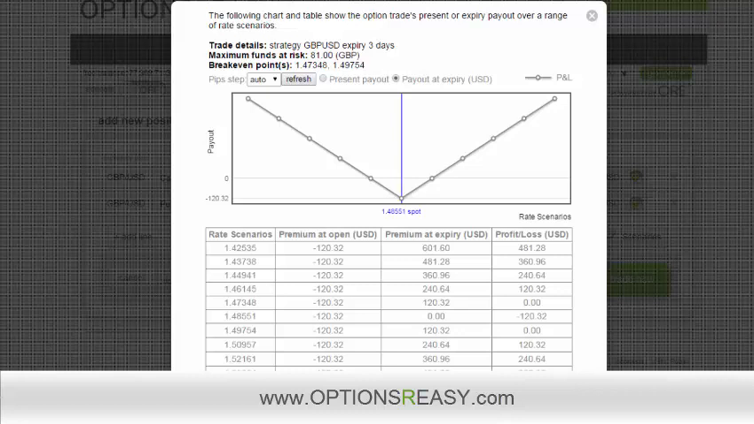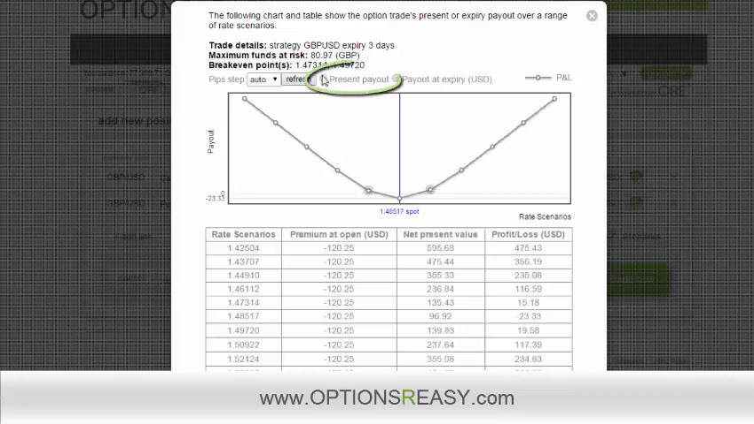Now, as well as studying the payout at expiry, you can also look at the present payout. This gives you an indication of the near-term move that's required to bring you a return. Here you can see that if the market rises to 149.72 or falls to 147.31, then I'll begin to make a profit. And at the present time, my maximum risk is just $23.